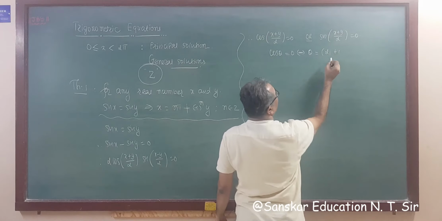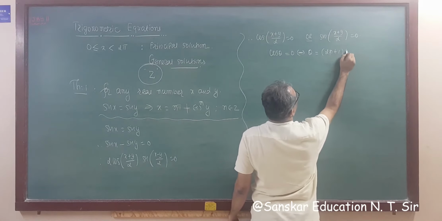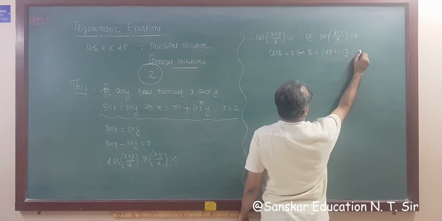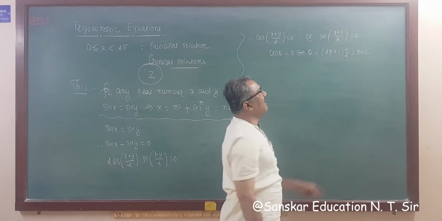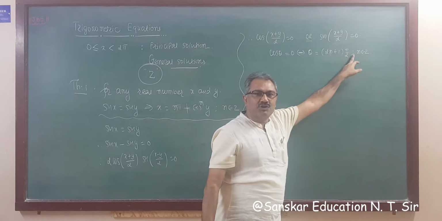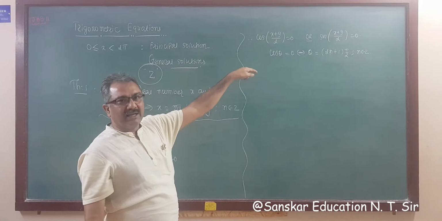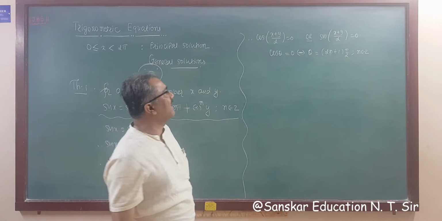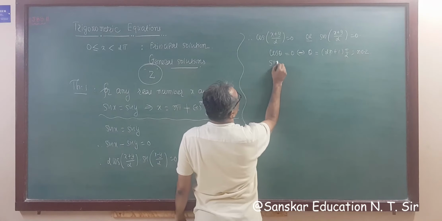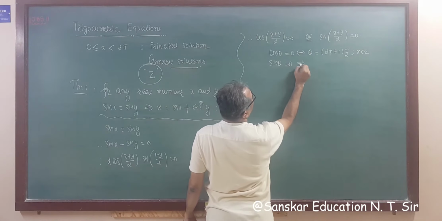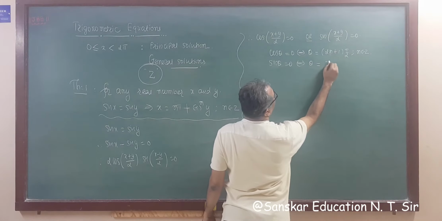Either you can take n also. So twice n plus 1 pi by 2, n belongs to Z. If you get k, then you have to write k belongs to Z. Here in the solution it is given n, so that's why I am taking n instead of k. And sin theta is equal to 0, that is the set of zeros of sine: theta is equal to n pi.